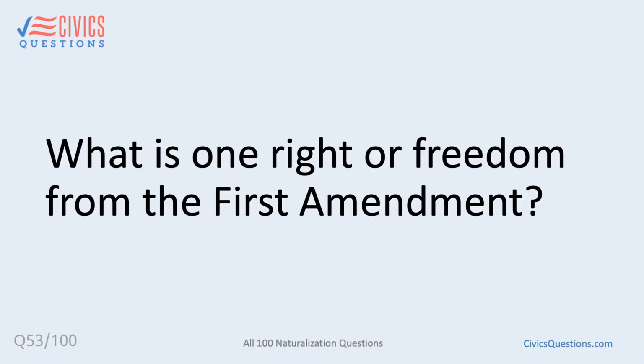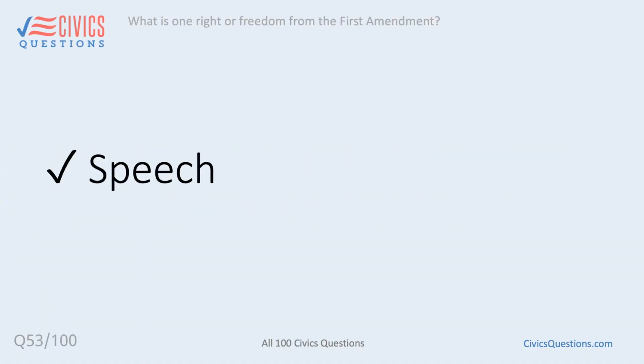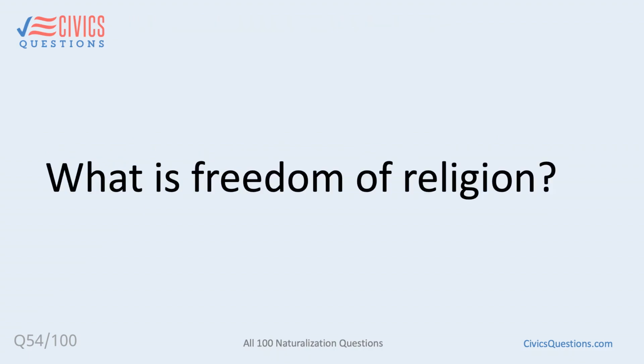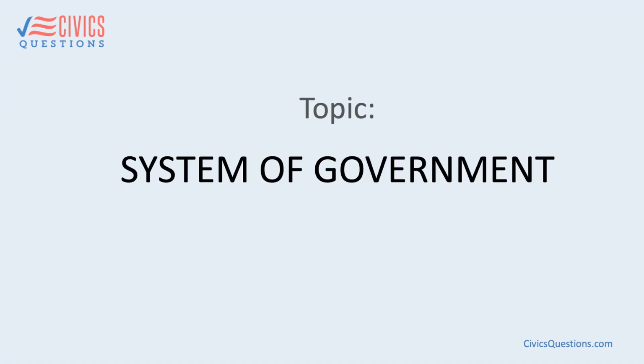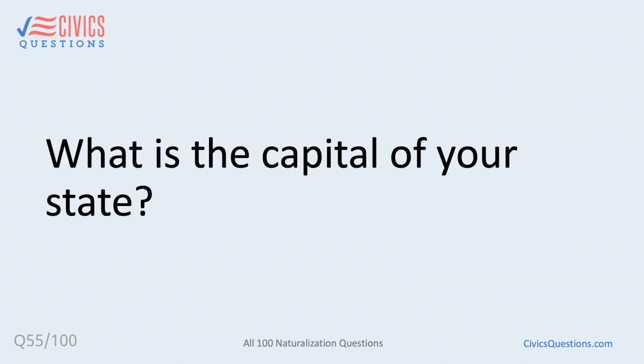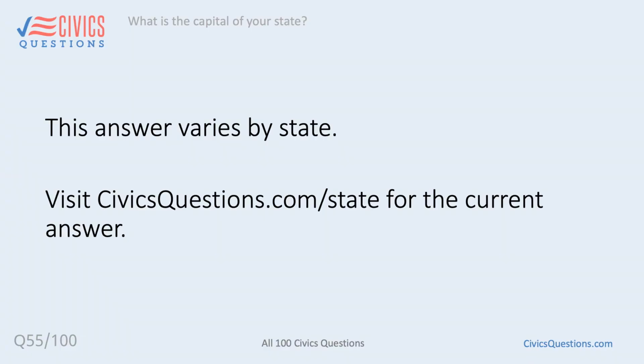What is one right or freedom from the First Amendment? Speech. What is freedom of religion? You can practice any religion or not practice a religion. System of government. What is the capital of your state? This answer varies by state. Visit civicsquestions.com/state to find the correct answer for your location.